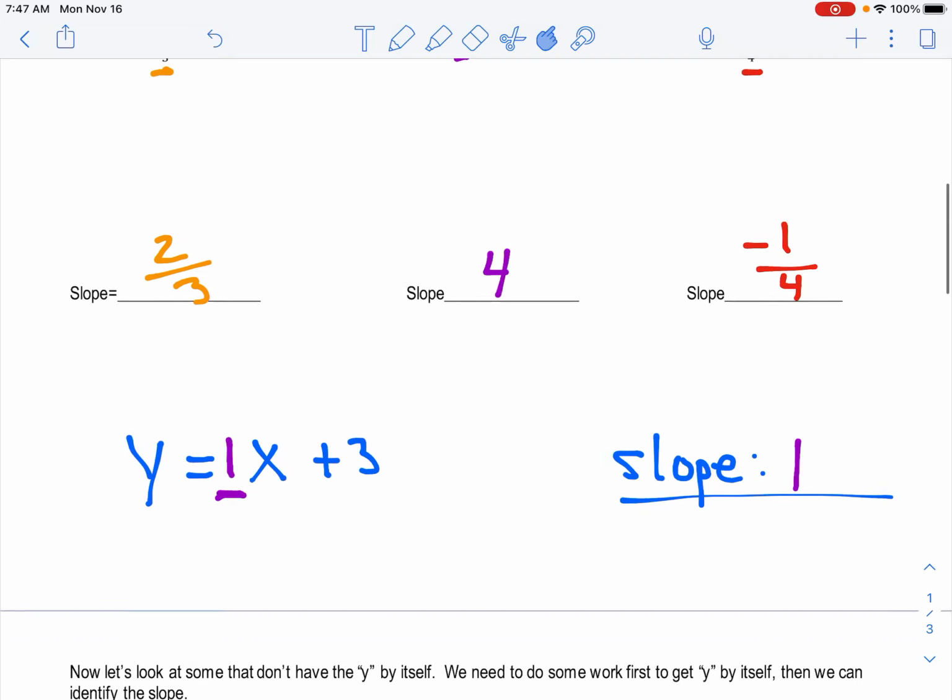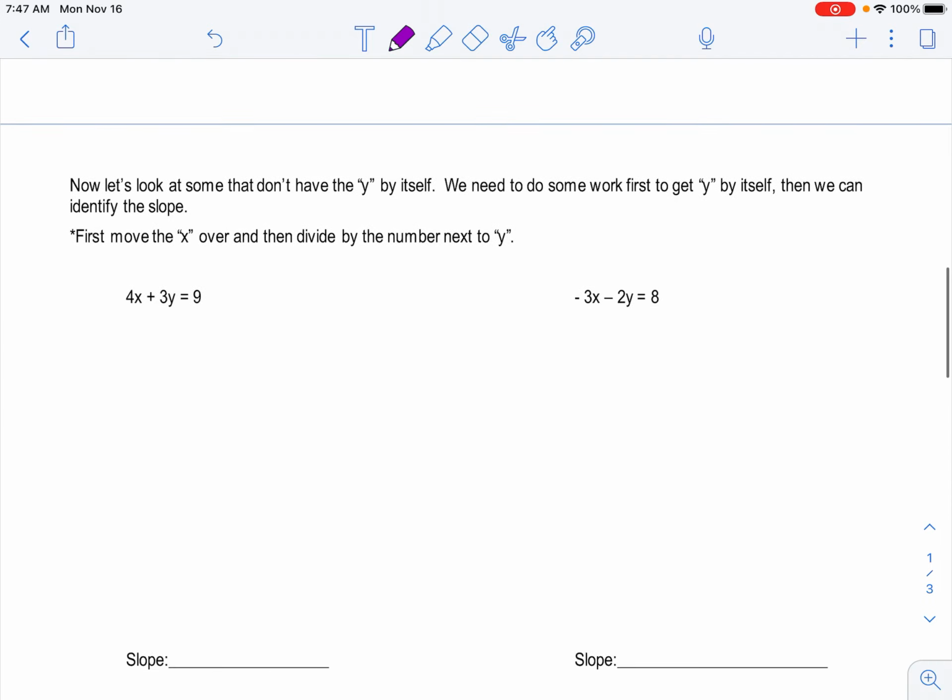All right, now let's look at some problems where the y is not by itself. So here we go. Remember, we said the y has to be by itself. If we don't have y by itself, we have to do some work first. First, move the x over, and then divide by the number next to y. Now, when we write these, we want to keep them in order of our equation, and our equation technically says mx plus b. All right, so here we go. Let's try an example.